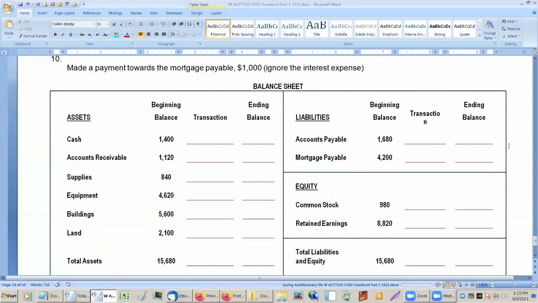Okay, made a payment towards mortgage payable, ignore the interest expense. Would it be mortgage payable and cash, and subtraction on each side? Yep.